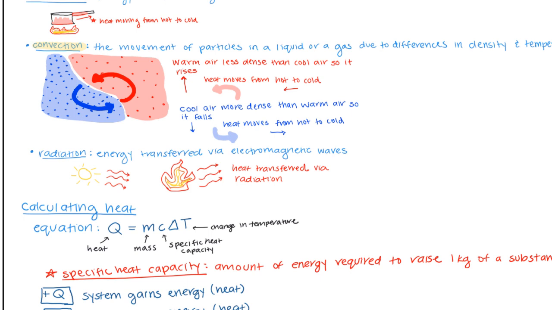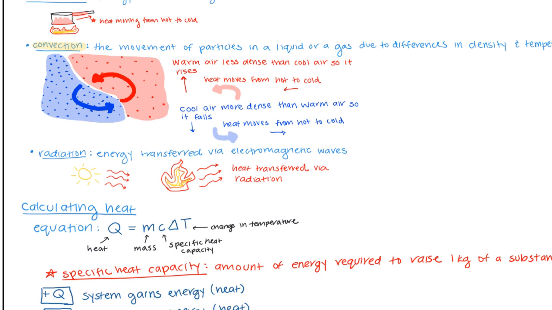Now, cool air is more dense, so it's going to fall under the hot air. And we'll start to see that it forms this cyclical current as a result of cool air falling and then hot air rising and trying to replace that cool air. So we see this unique aspect of convection current.